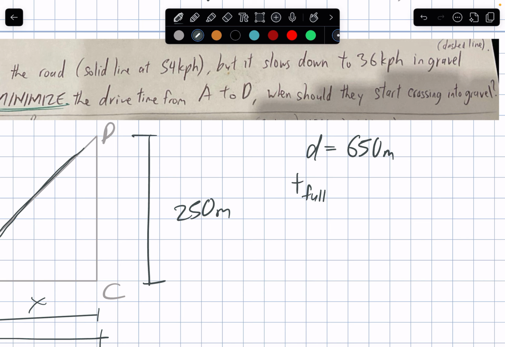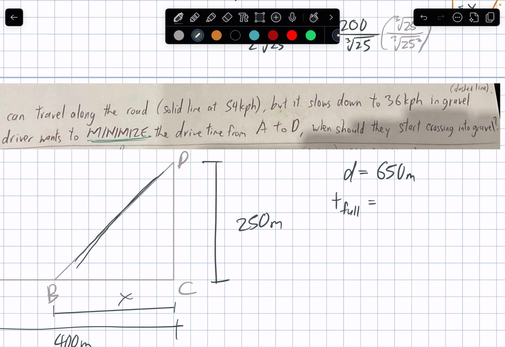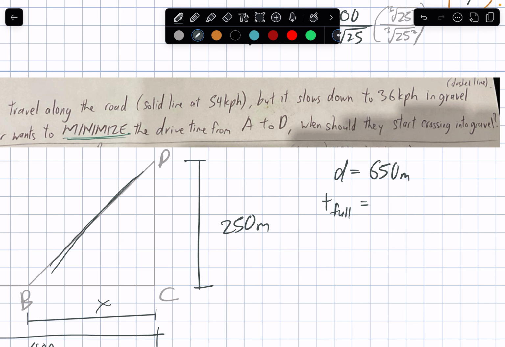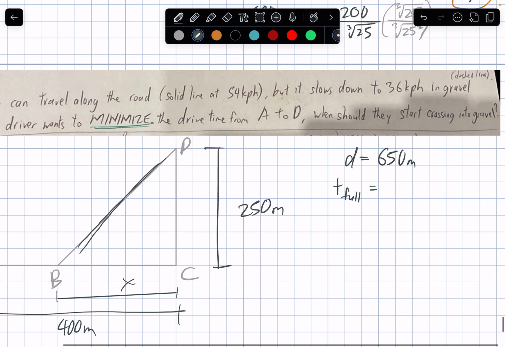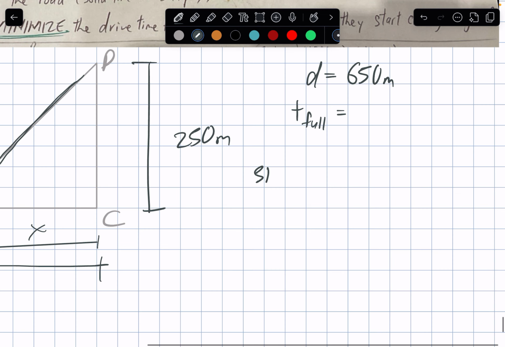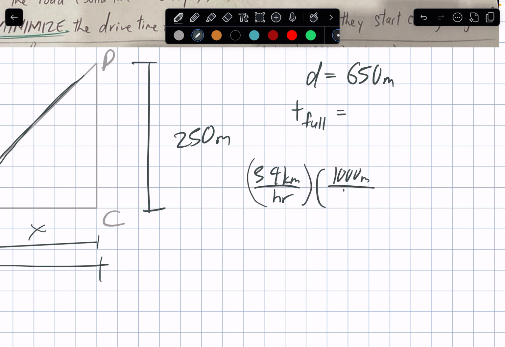The time it takes to travel by full road is, solid line at 54 kph, right? 54 kilometers per hour. We want meters per second. So 1,000 meters over 1 kilometer, 1 hour over 3,600 seconds. So this is equal to basically 15 meters per second. So that's the value here.